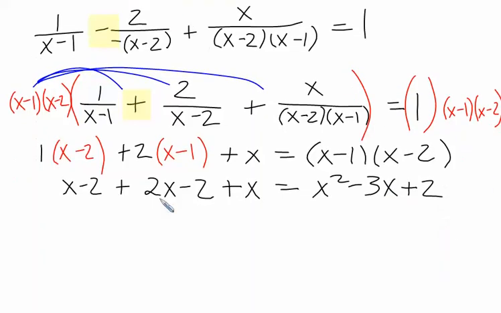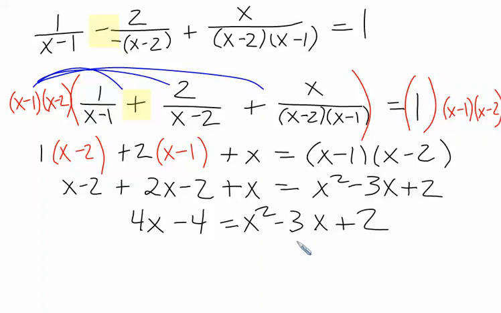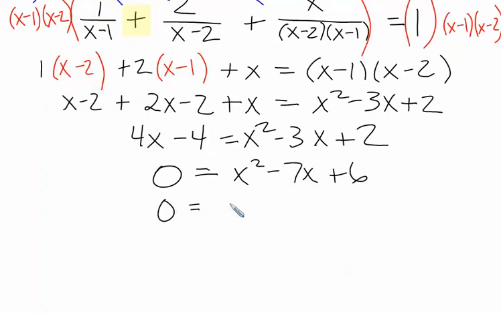And now combine our like terms over on the left. x and 2x is 3x, another x is 4x, we've got a minus 4, equals x squared minus 3x plus 2. When it's an x squared, get a 0 on one side, get everything else on the other side. And this one appears to be factorable. It'll be x minus 6 times the quantity x minus 1.